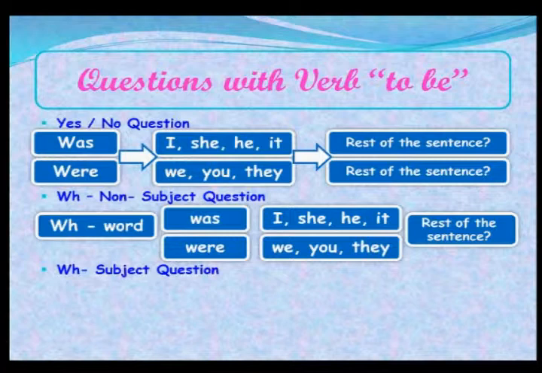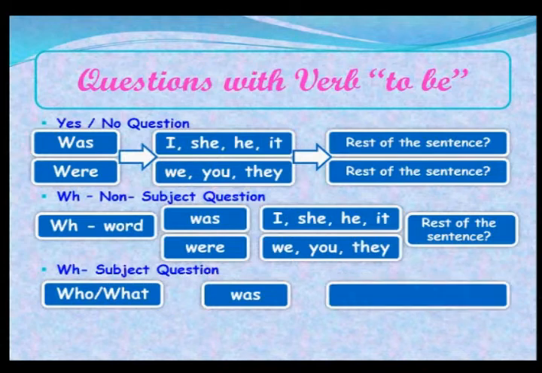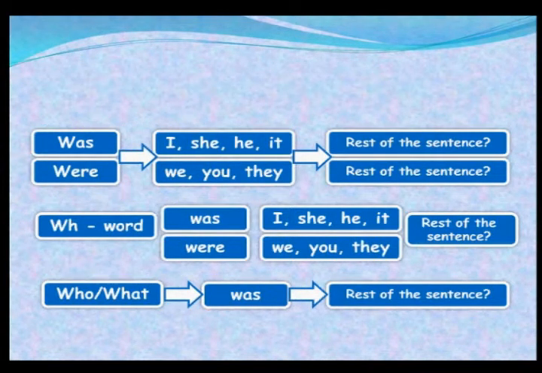For example, WH question plus was, I, she, he, it, and the rest of the sentence. WH question plus were, we, you, they, the rest of the sentence. WH question plus subject and question here. You can see who, what, was, and the rest of the sentence. Okay, I hope you understand this.